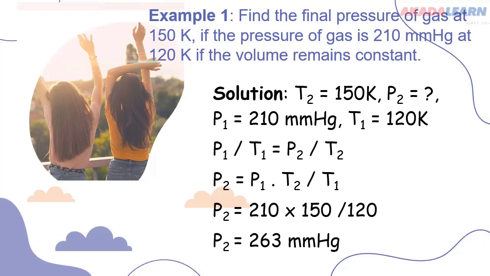As usual, we bring out our data. T2 is 150 Kelvin, P2 is unknown, P1 is 210 mm mercury, while T1 is 120 Kelvin. Now, using our formula, P1 over T1 equals P2 over T2, making P2 subject of the formula. If we input our figures and do the evaluation, you will see that P2 is 263 mm mercury.